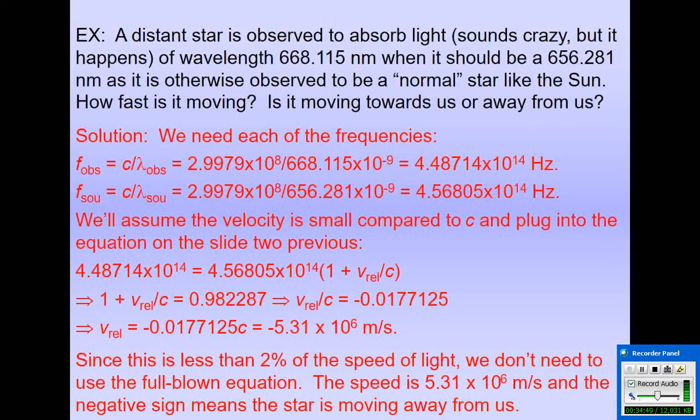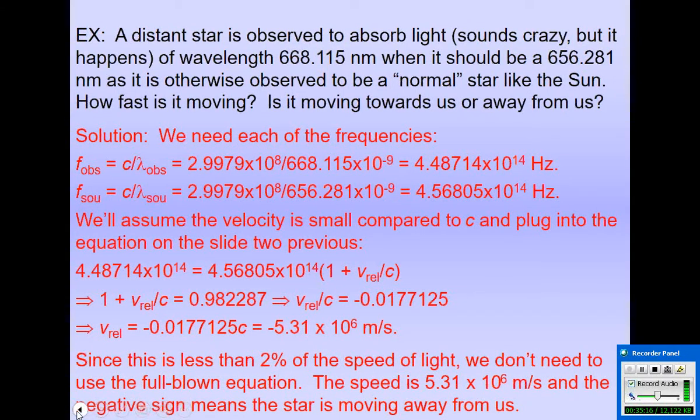Considering that 0.017 indicates that we are talking about less than 2% the speed of light, our approximation, the approximation equation that we used, is justified. And we see that the speed of the star is 5.31 times 10 to the 6 meters per second, and the negative sign says that the star is moving away from us.